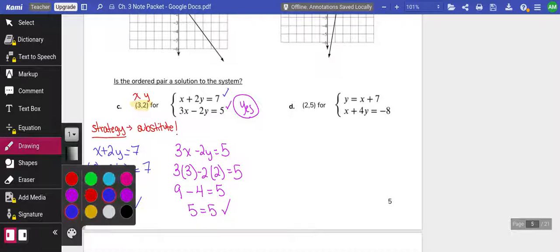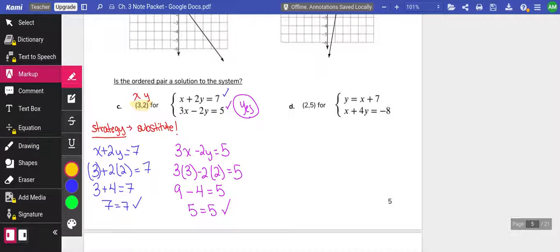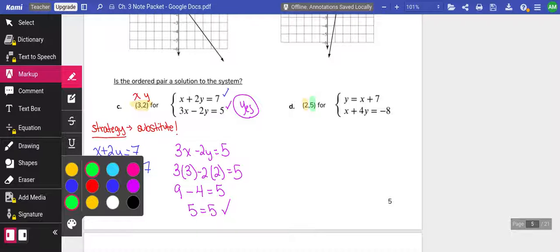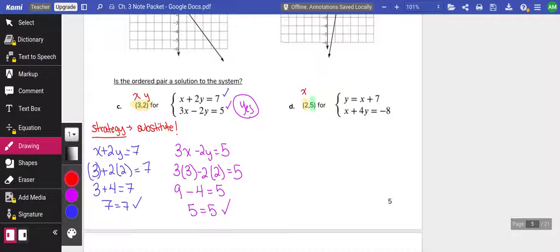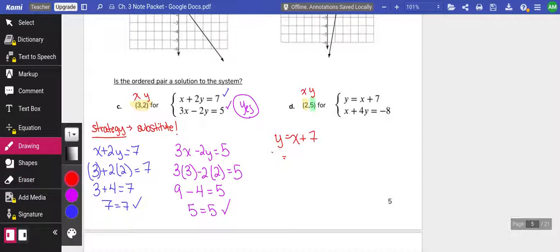Now let's try letter D. Here is my x coordinate and my y coordinate. So I'm going to substitute into each equation. I'm rewriting the first one, y. I'm going to substitute in for y. 5 is equal to 2 plus 7.